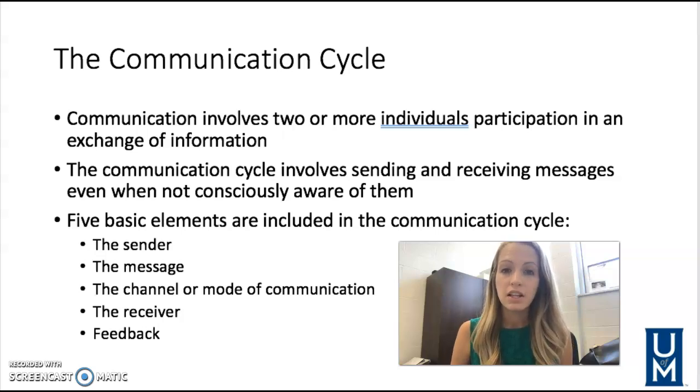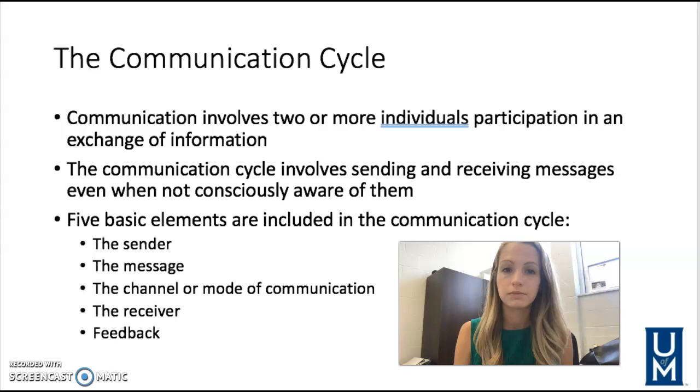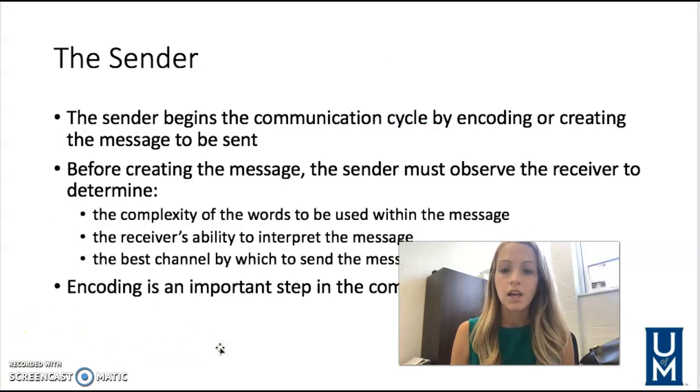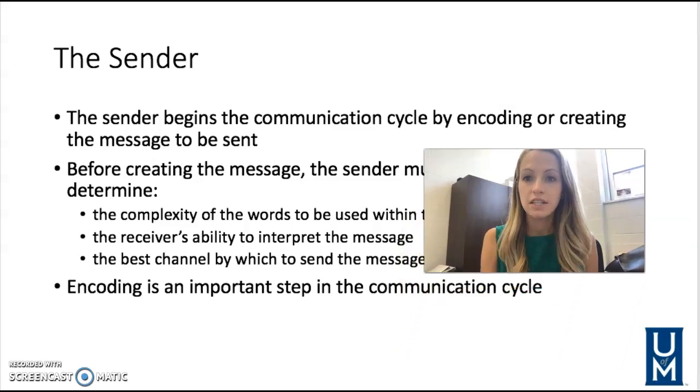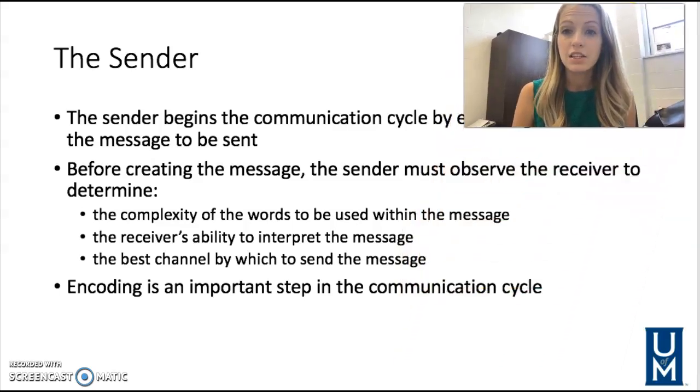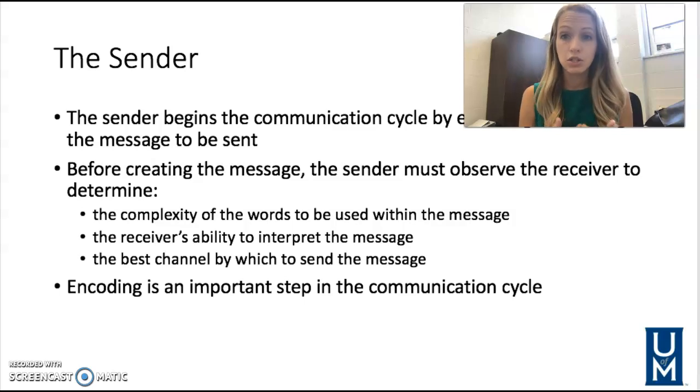There are 5 basic elements included in the communication cycle. We'll break each one of these down. The first is the sender. The sender begins the communication cycle by encoding or creating the message to be sent. Before creating the message, the sender must observe the receiver to determine how complex the words need to be within the message, the receiver's ability to interpret the message, and the best channel by which to send the message.